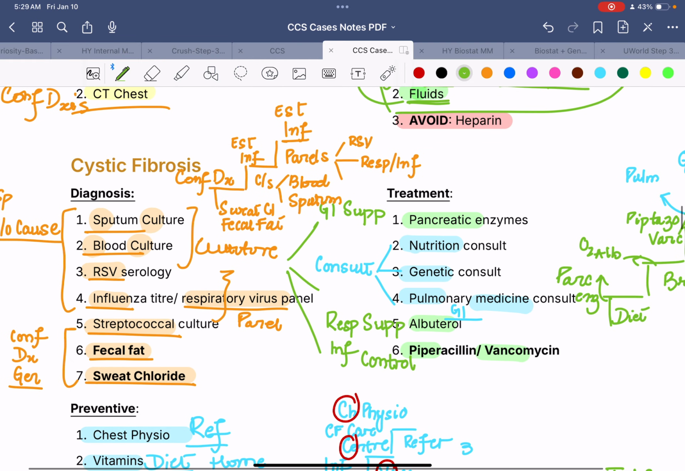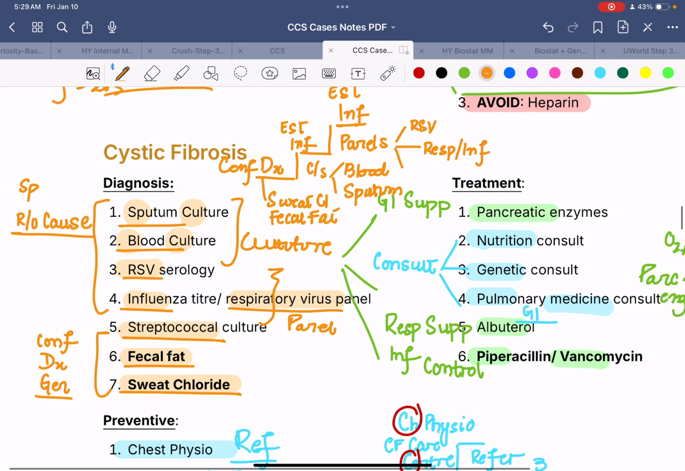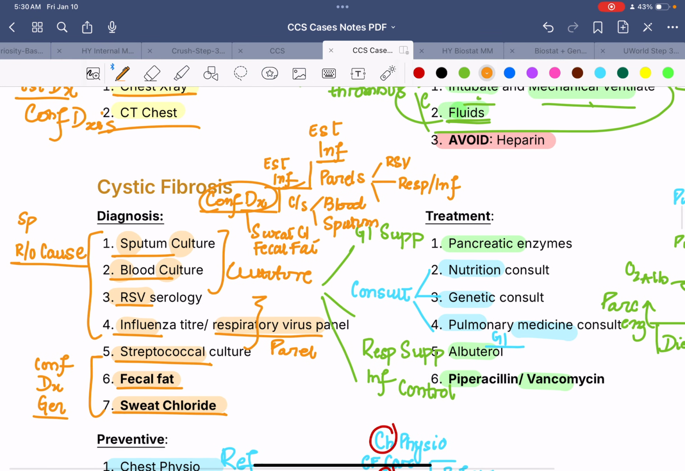Now let's move on to cystic fibrosis. Again, for cystic fibrosis, we have a battery of tests, and we are going to divide these tests into three main steps, right? So the three main steps are: number one, you're going to confirm the diagnosis. Is it really cystic fibrosis? And you will confirm it with, number one, fecal fat, and number two, the sweat chloride test.